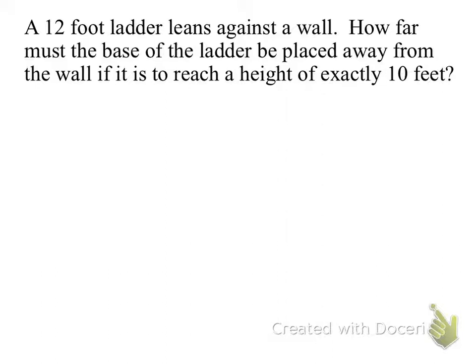Okay, this is a typical Pythagorean theorem problem. They put you into the situation of a right triangle. A 12-foot ladder leans against a wall, just like this. If this is my ladder right here, this ruler, and it's leaning against the wall. Now, how far must the base of the ladder be placed away from the wall if it is to reach a height of exactly 10 feet?